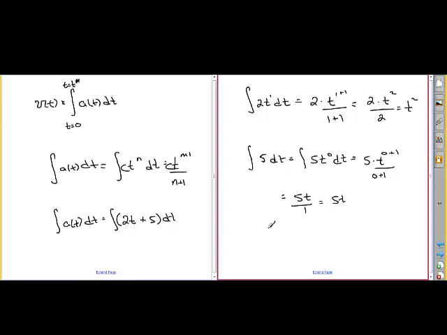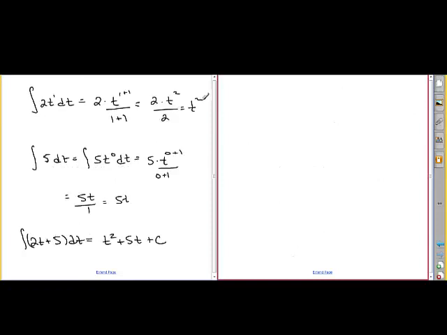Now when you do this integration, the integral of (2t plus 5) dt is t squared plus 5t plus some constant. Anytime you do an integration of a polynomial, you get this more complicated polynomial plus a constant. And this constant is determined by using the initial values for the function.